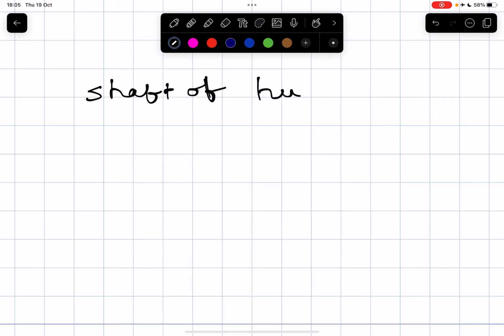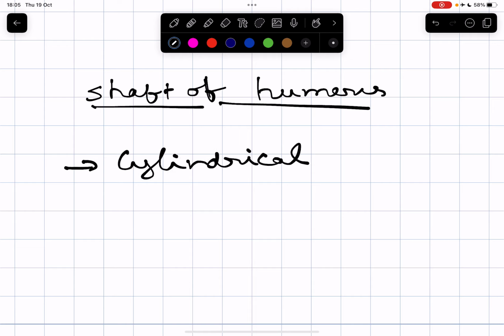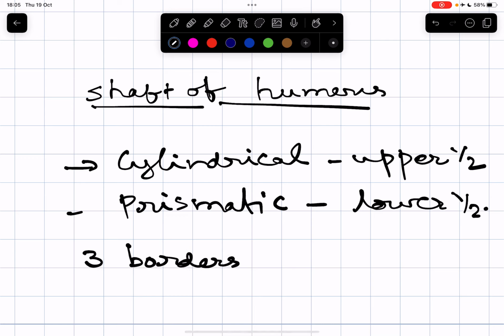It is the shaft of the humerus. The shaft of the humerus is cylindrical in shape in the upper half, but in the lower half it is prismatic, meaning it is triangular on cross section. And this shaft presents three borders and three surfaces.